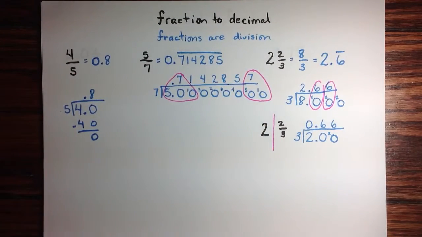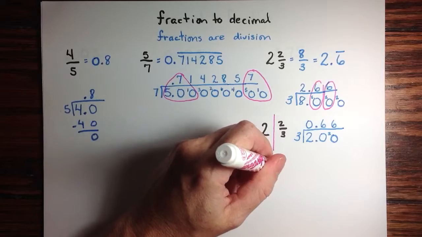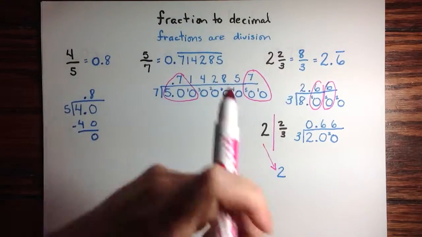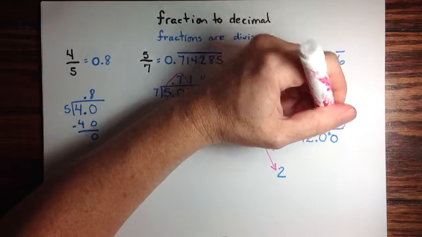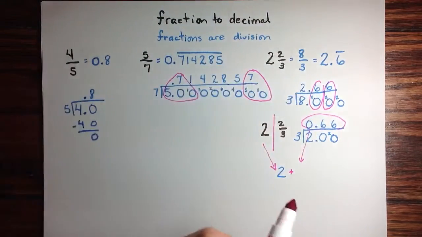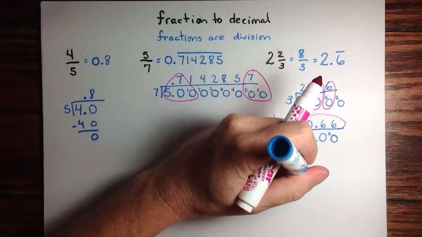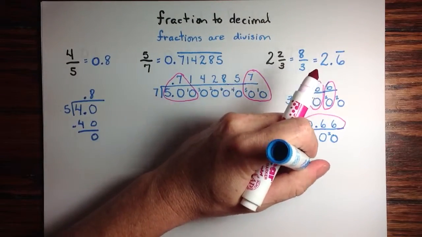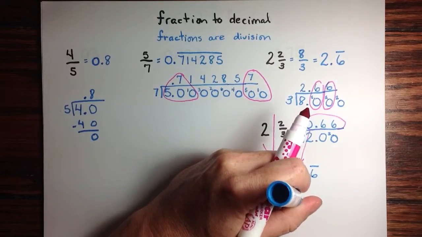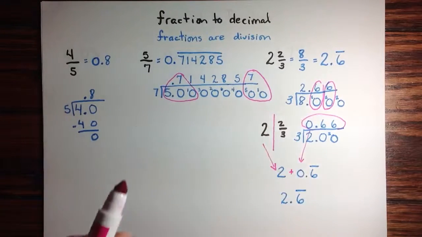So to bring those 2 parts of the answer down below, we're going to end up with a 2 plus 6/10, which is the same thing as 2 6/10 with the repeater over the 6.